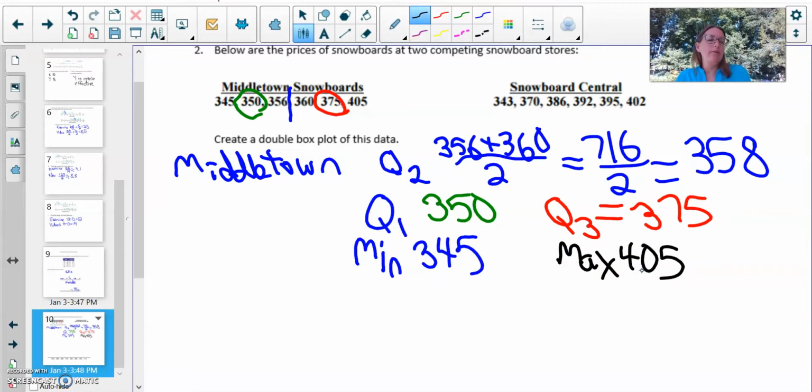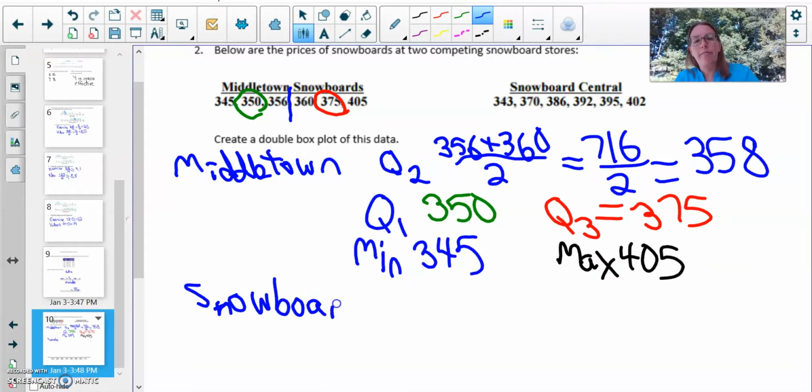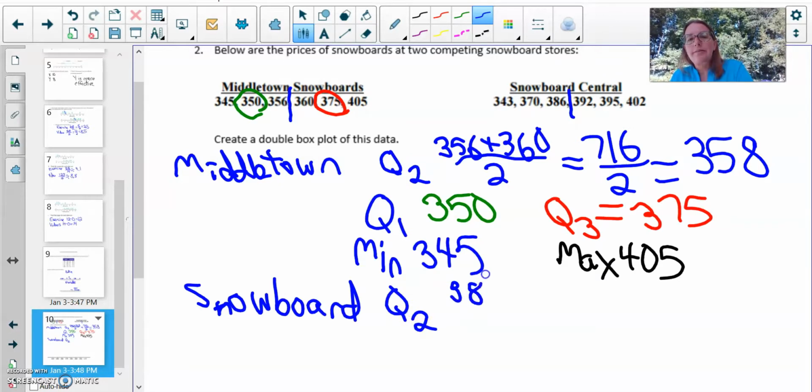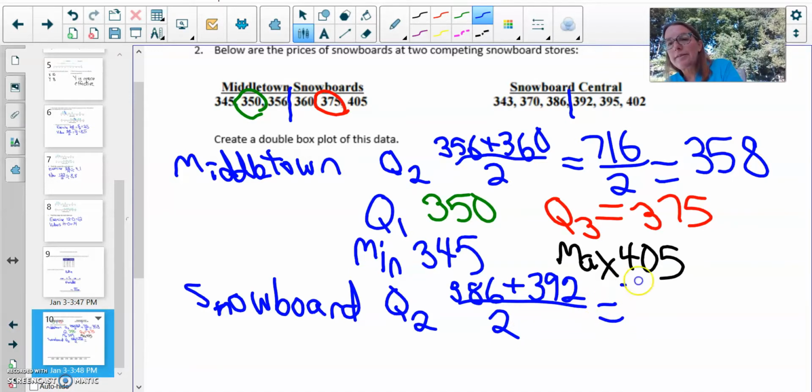Okay, now we have to do that same idea for snowboard. So again, I'm going to start by finding the middle. There's 1, 2, 3, 4, 5, 6 values again. So for the second quartile, which is the median, I would do 386 plus 392 divided by 2. So I'm getting 778 divided by 2, which is 389.